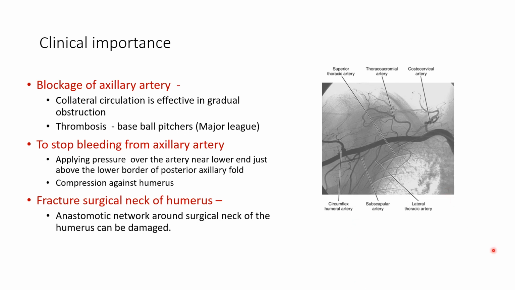And in this picture, we are seeing the axillary artery angiogram or arteriogram, where you can see part of the subclavian artery also. Then the thoracoacromial branch, the superior thoracic artery, you are seeing the lateral thoracic from the second part. Then the subscapular artery and the circumflex humeral from the third part.